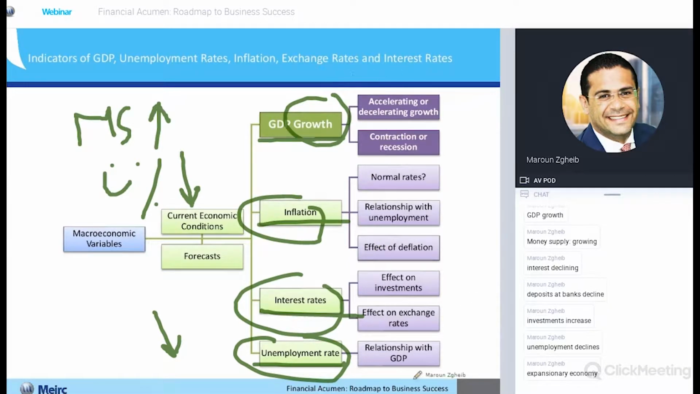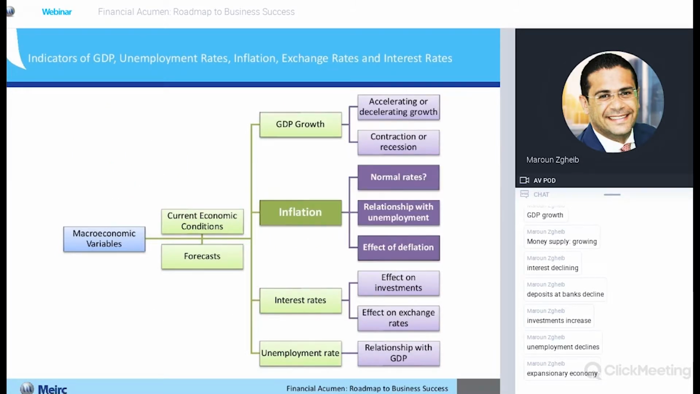So basically, that's part of the economic analysis. One thing to look at is the GDP growth. Another thing to look at, as we saw, is basically the inflation and the inflation rate. Looking at the inflation, are we along the lines with the normal rates? Are we above the normal rates? Are we heading towards deflation? Deflation is bad.